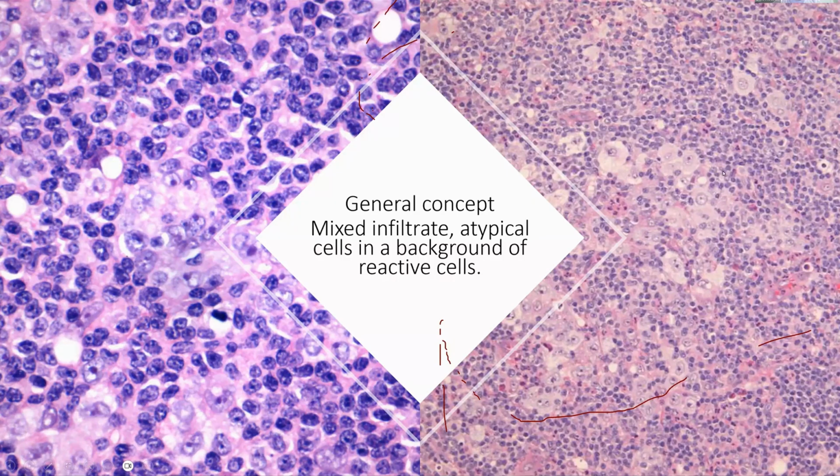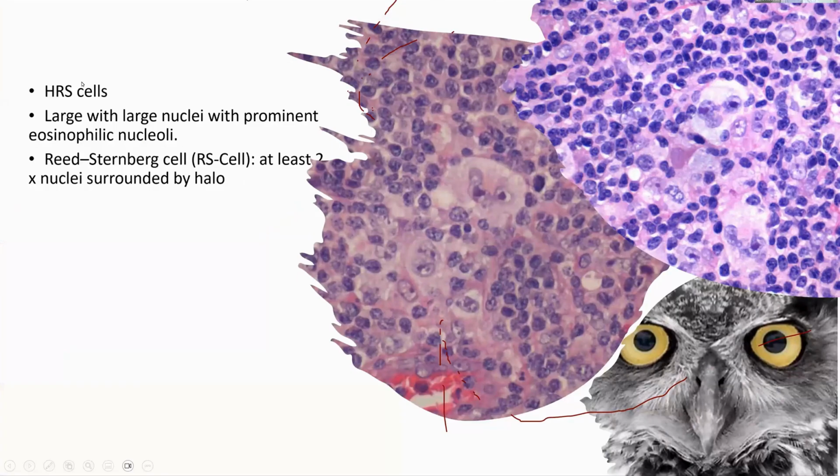That's atypical large cells in a background of reactive cells. Basically, yes. And these atypical cells come in multiple forms. The most common one is the Reed-Sternberg cell. And the Reed-Sternberg cells usually are 4 or 5 times larger than the smaller lymphocytes nearby.